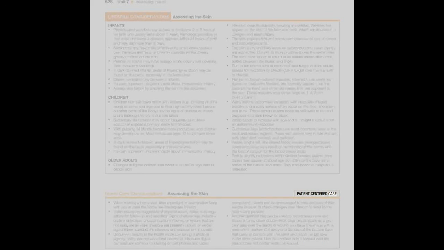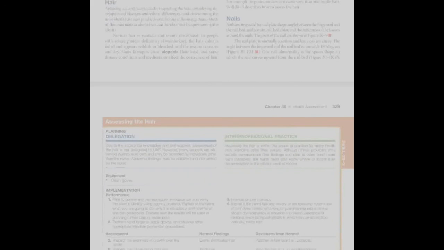Patient-centered care. Hair. Assessing a client's hair includes inspecting the hair, considering developmental changes and ethnic differences, and determining the individual's hair care practices and factors influencing them. Much of the information about hair can be obtained by questioning the client. Normal hair is resilient and evenly distributed.